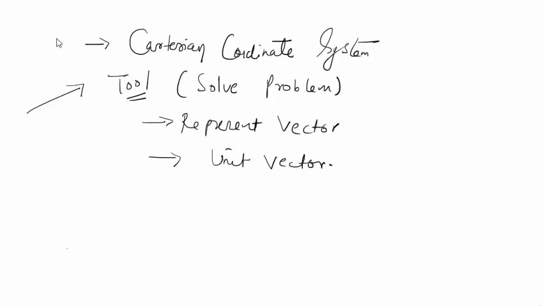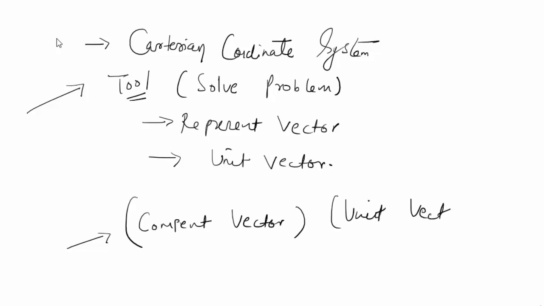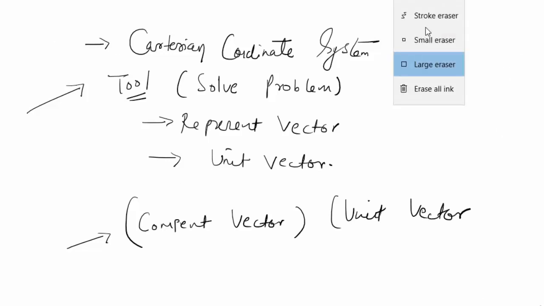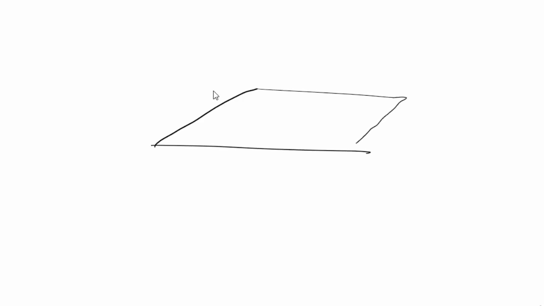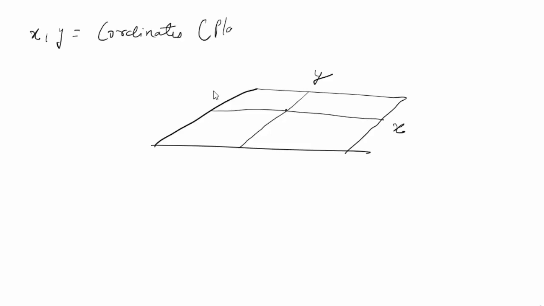Any vector can be represented in a form which contains two kinds of vector, a component vector and a unit vector. We will see it in detail, but simply, if I say the table on which I am working right now is a plane, then I can divide this plane into two directions. One is x and the other is y. So x and y will be called my coordinates, and this is in a plane, the representation using the Cartesian coordinate system.